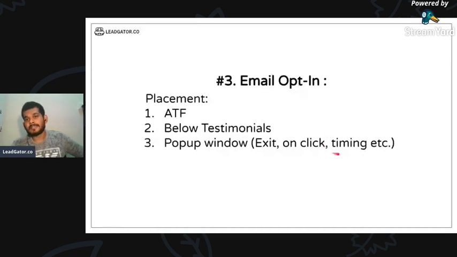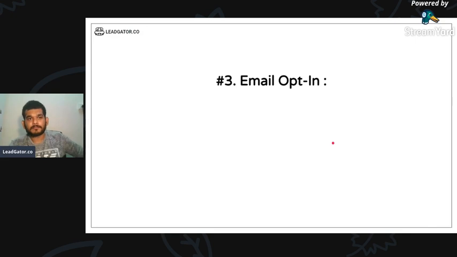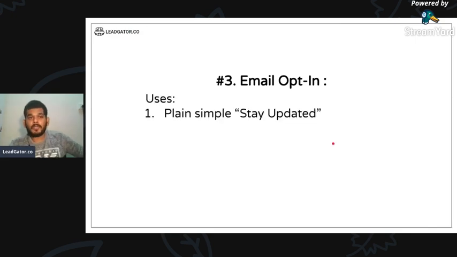Let's say you can time the pop-up window to open, for example, when they have spent 10 minutes or 15 minutes or 20 minutes, whatever. Okay, and this is how you can time this. Now, how you can use it is the email opt-in. Number one, plain simple, stay updated. You must have seen this on a lot of websites where they just call you to stay updated. You can name this as stay updated with the next properties, stay updated on home buying tips, or anything like that. Okay, just the stay updated call.